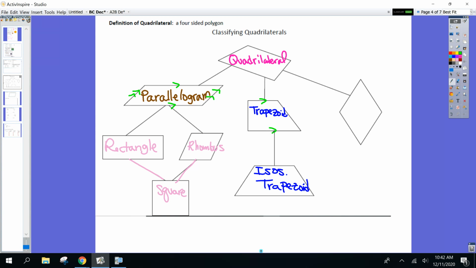Is a kite just a sideways rhombus? Nope. It does not have the same properties as a rhombus. Why is the kite all by itself? No pairs of parallel sides. No pairs of parallel sides for the kite. Okay?